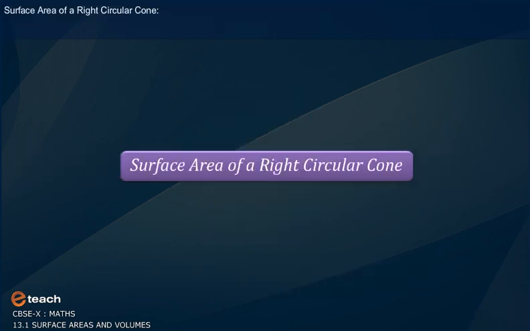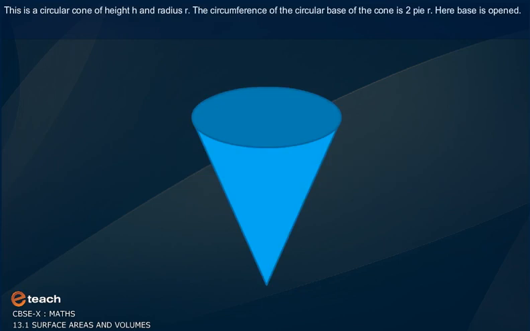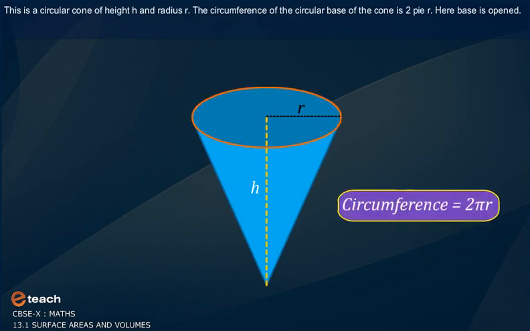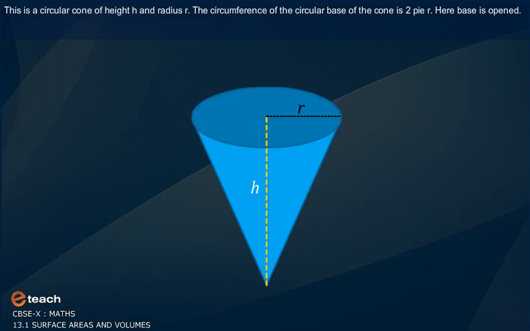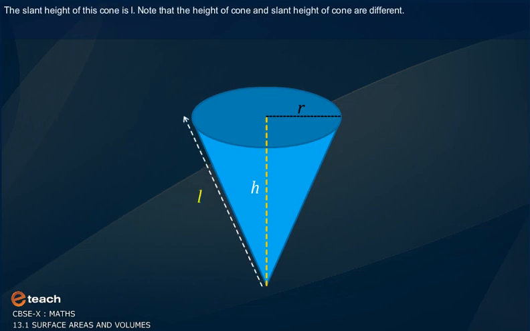Surface area of a right circular cone. This is a circular cone of height h and radius r. The circumference of the circular base of the cone is 2 pi r. Here, the base is open. The slant height of this cone is L. Note that the height of the cone and the slant height of the cone are different.